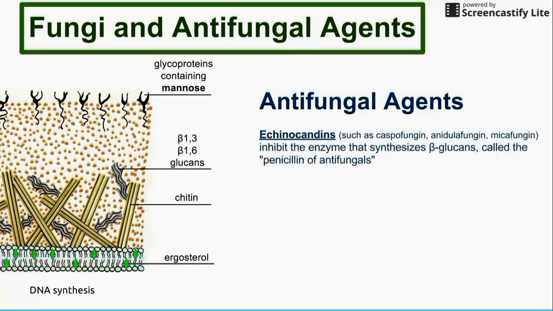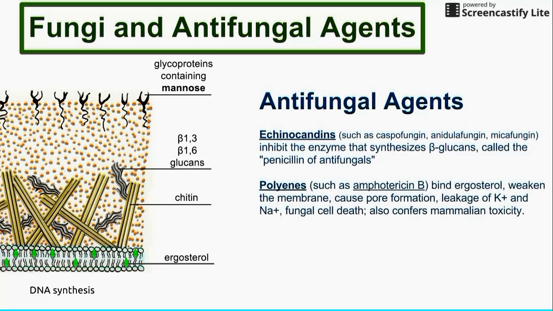First, we have Echinocandins. There's a few listed here. They all end in fungin, and they particularly inhibit the enzyme that synthesizes beta-glucans. So essentially, these are called the penicillin of antifungals because penicillin worked to inhibit the cell wall formation in bacteria, whereas Echinocandins work to inhibit the formation of beta-glucans, which make the cell wall of fungi.